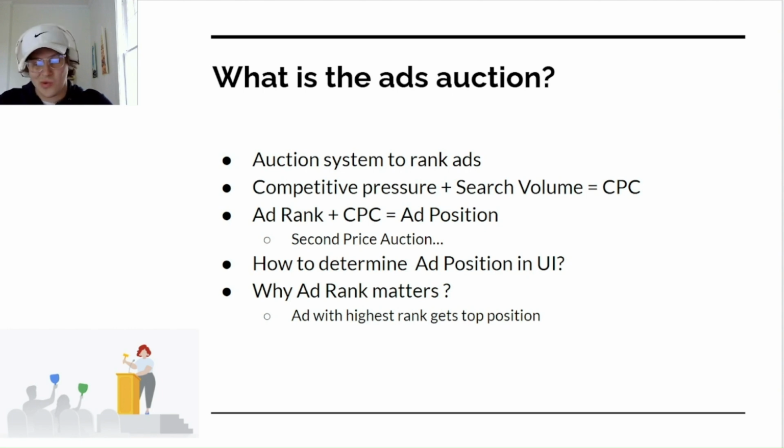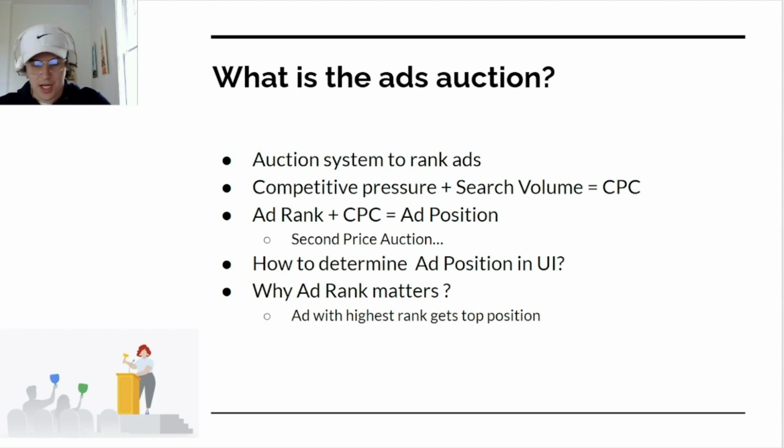But basically, the auction system, right? You have to think about competitive pressure and search volume, which is going to determine how expensive your cost per click bid is. So think about it like supply and demand. The more supply of searches and the lower demand of advertisers, the cheaper those clicks are going to be. However, inversely, the lower the supply of searches and the higher the competitive pressure and demand, those are going to be very expensive keywords and very expensive bids to rank on the first page of Google.